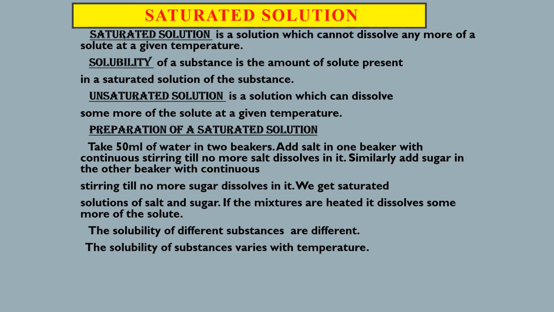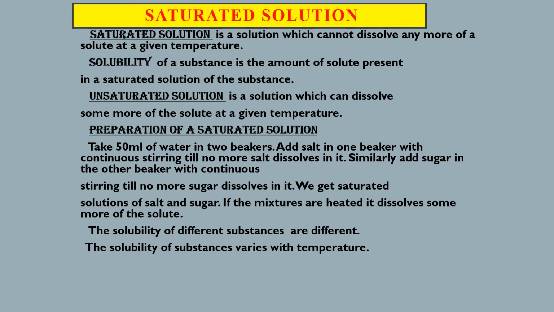How can we prepare a saturated solution? We have to take 50 ml of water. In two beakers you can do, one for salt, another for sugar, and add one spoon at a time and stir the contents. You go on adding till no further salt or sugar is able to be dissolved in that particular solution. Then we get a saturated solution at that particular temperature.